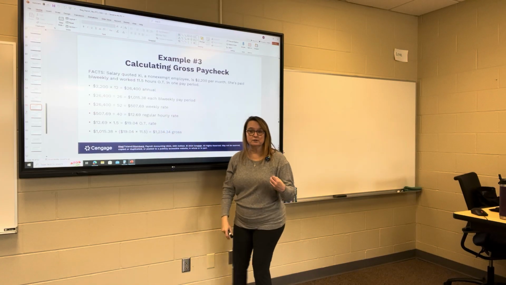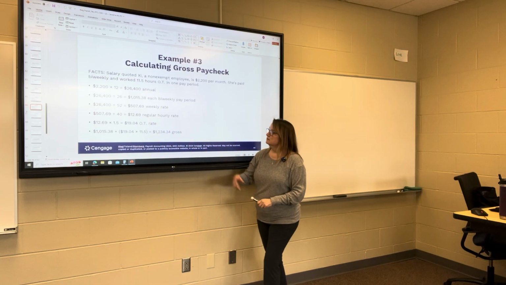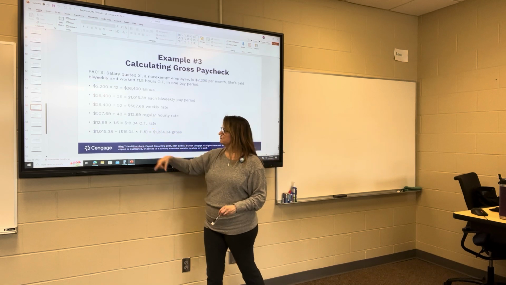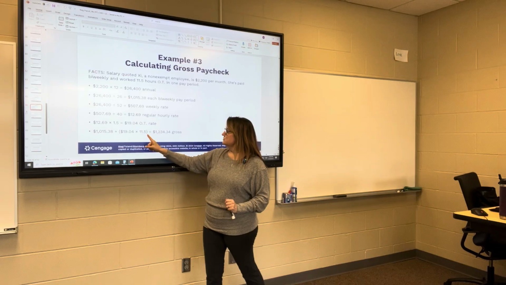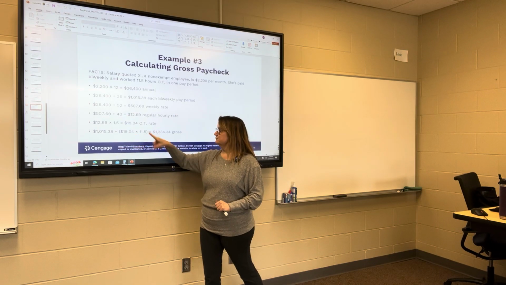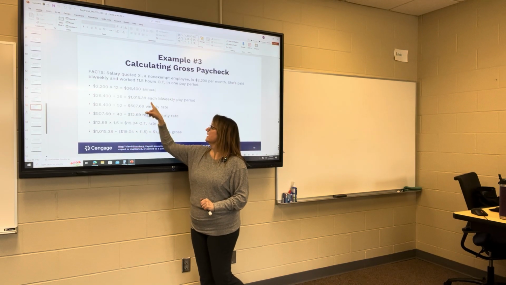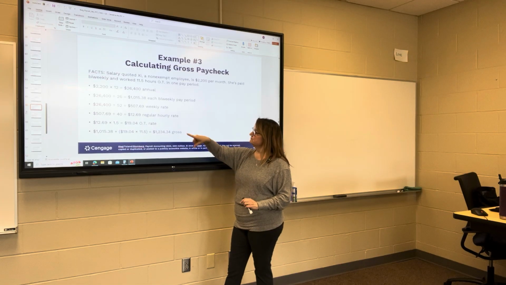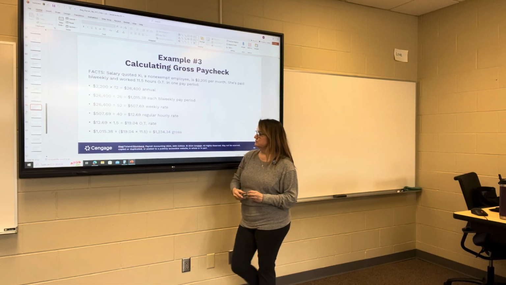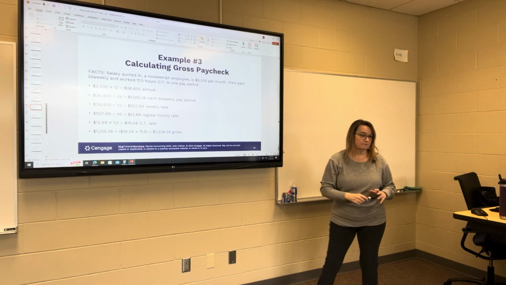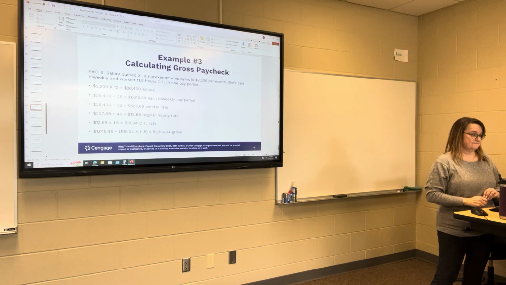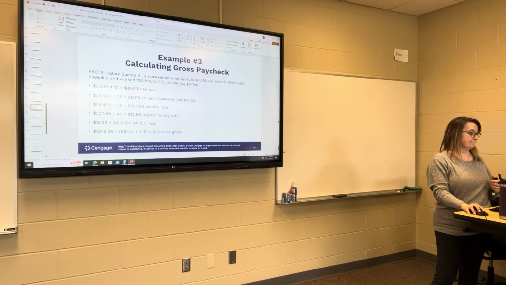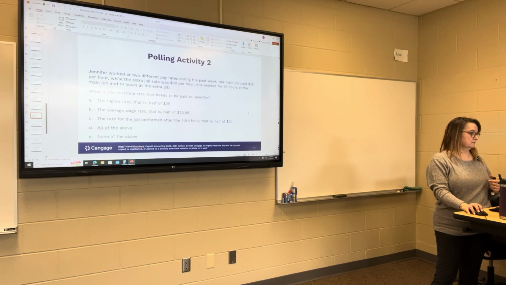Now we can calculate what the overtime is. Times 1.5, $19.04. She worked 11 and a half hours of overtime. So we're going to multiply that times the $19.04 overtime rate and add it to her regular pay of $1,015.38. Her total gross is $1,234.34 for the pay period.